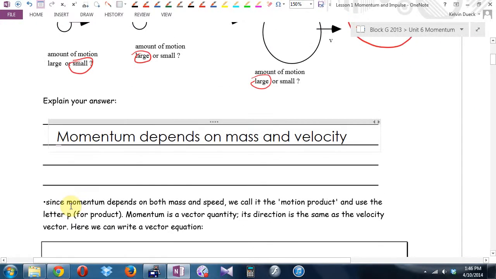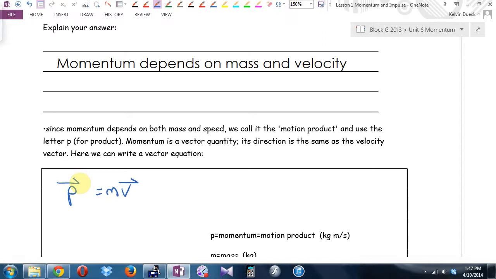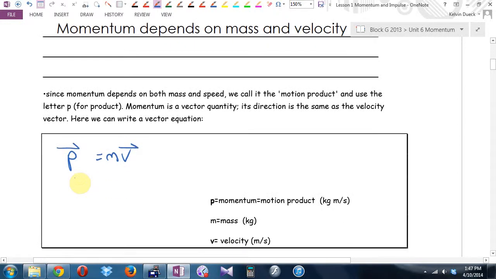Now, what letter does momentum begin with? M's already taken. What does M stand for in our physics world? Well, meters is a unit, but as a variable, when I say F equals ma, what's the M? Mass. So we need something else for momentum. It turns out momentum is equal to mass times velocity. It's a product. It's the motion product. And so we use the letter P for momentum. Momentum is mass times velocity.